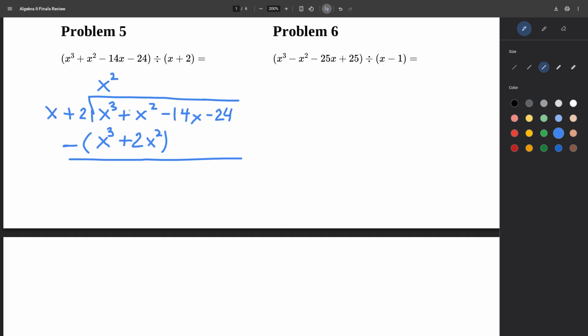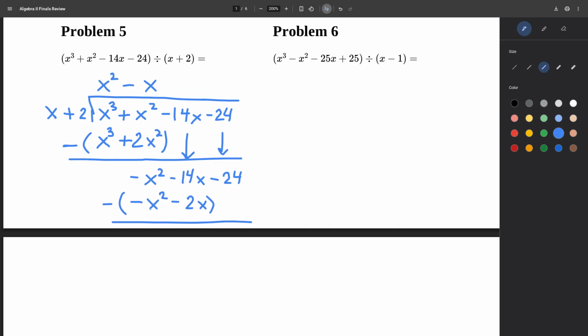So x cubed minus x cubed is 0. x squared minus 2x squared is minus x squared. And then we're bringing down minus 14x and then minus 24. So what do we have to multiply now by x to get negative x squared? Well, that's going to be a minus x. So negative x times x is negative x squared. Negative x times 2 is minus 2x. So we're subtracting this. Negative x squared minus negative x squared is 0. Negative 14x minus 2x is negative 16x. Bring down the minus 24 here.